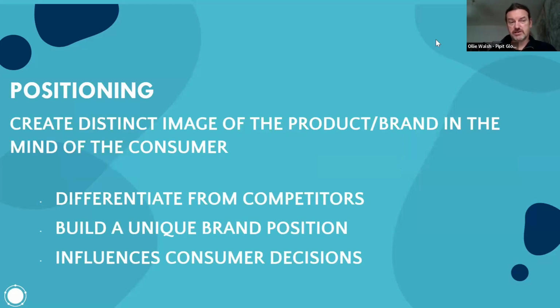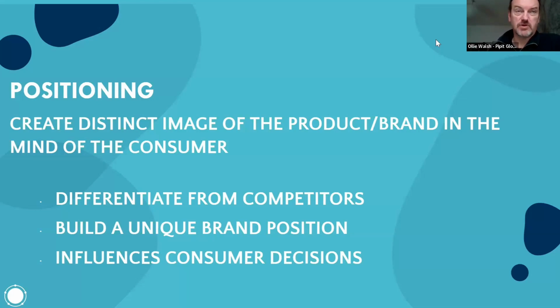So the positioning then is to create a distinct image of the product brand in the mind of the consumer. So you have to do your segmentation first, know what segment you're targeting, and then how do you position that product in the market. So, differentiate from competitors, build uniqueness, influence customer decisions. When you go back to the car example, some people will be very orientated around environment and efficiency in the car. So hybrid or electric cars. Some people will be very motivated around the image of the car, which is where the sports car comes in.